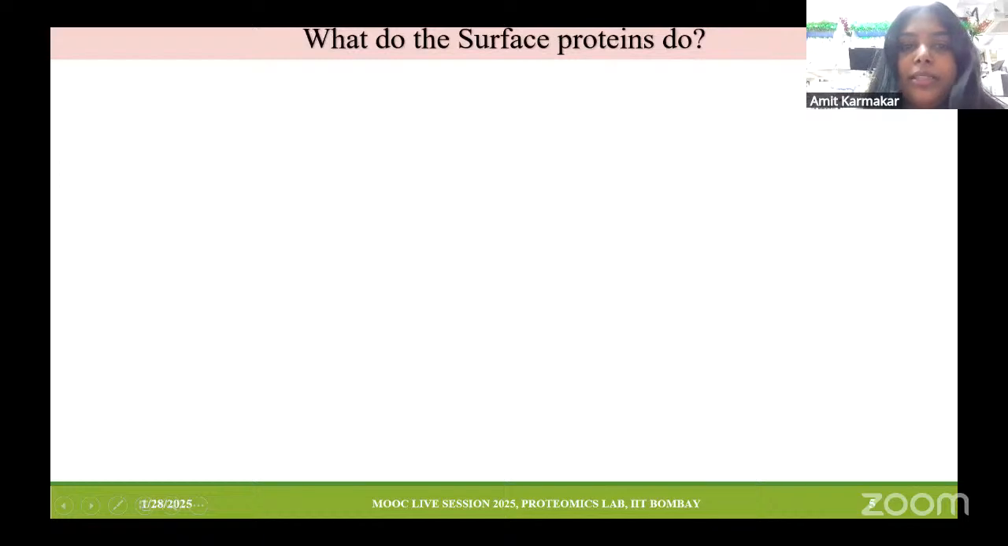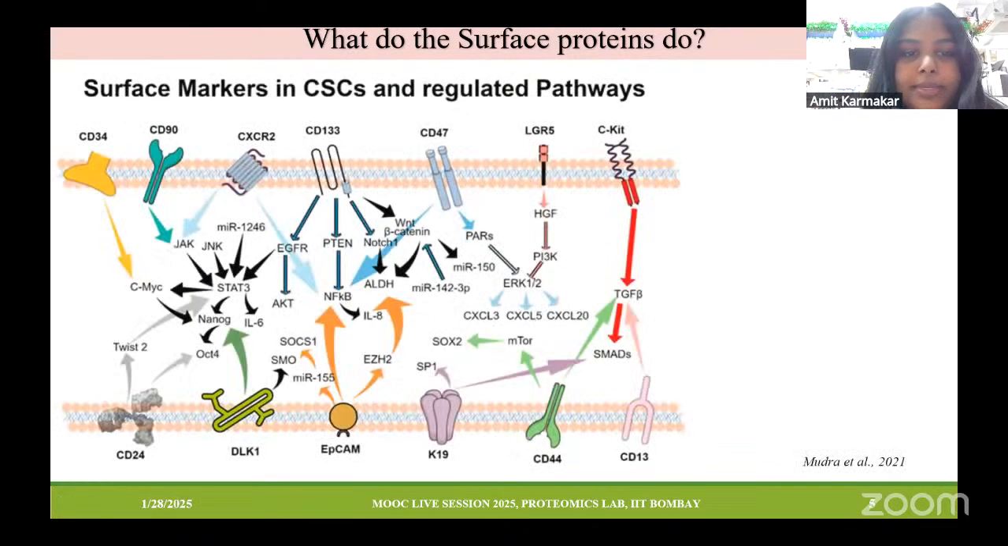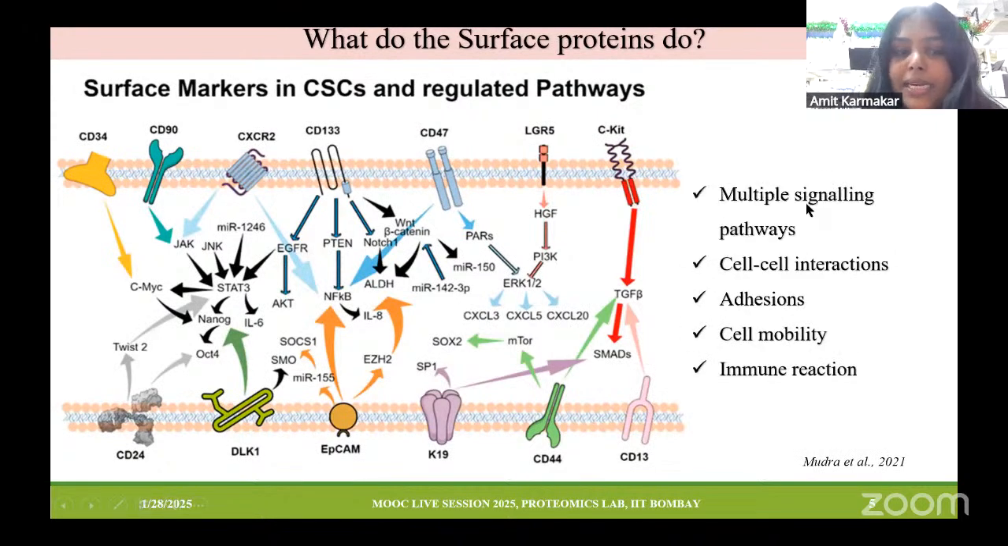Now, the question arises: what do the surface proteins basically do? Surface markers or surface proteins are mainly involved in various types of cell activities, specifically signaling pathways. So whenever a signal comes from outside, there are the receptors.